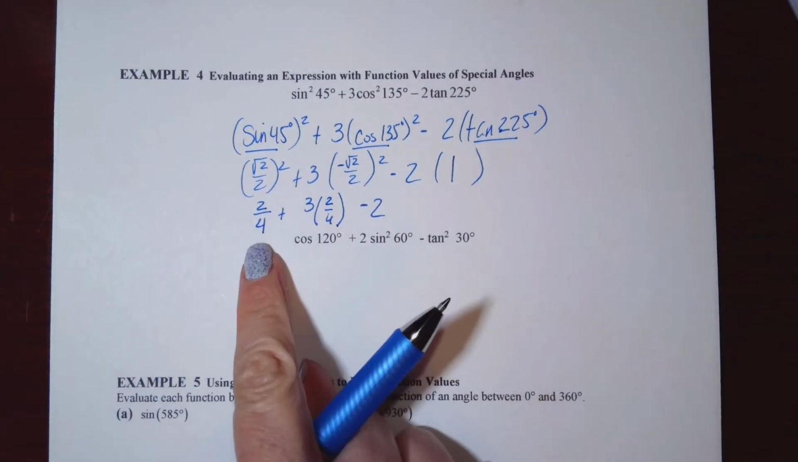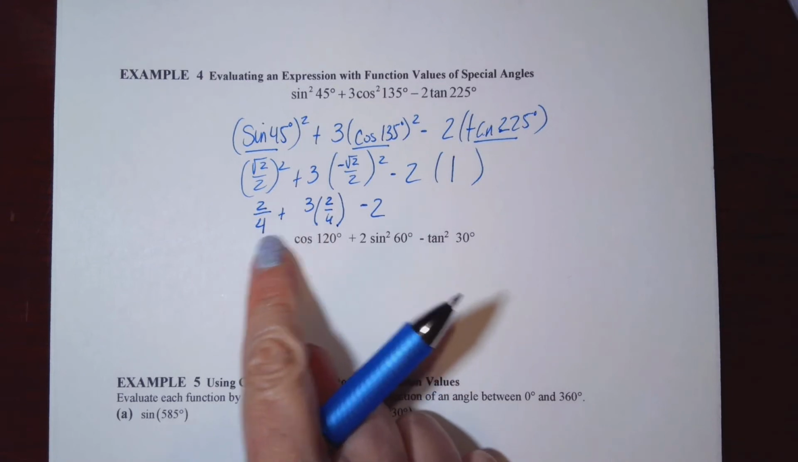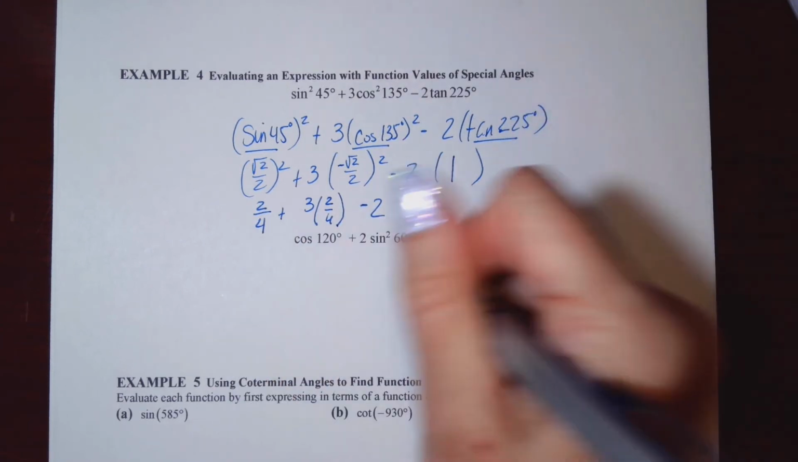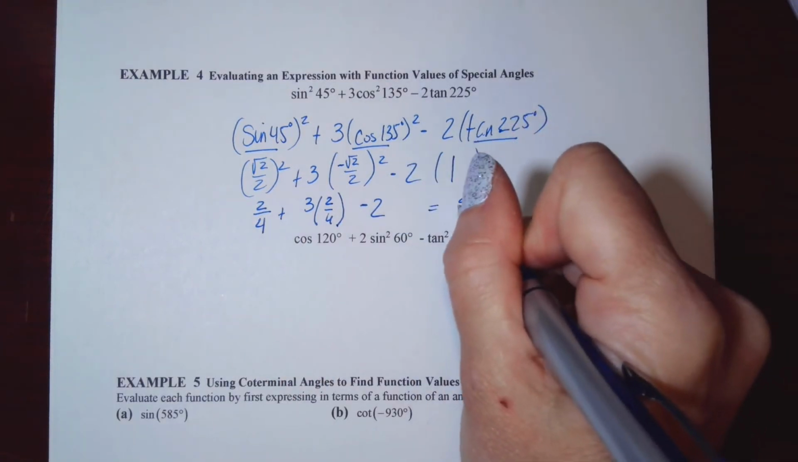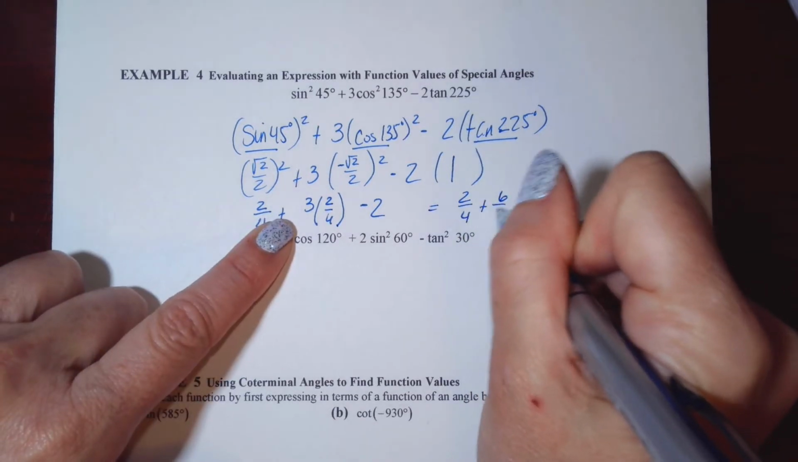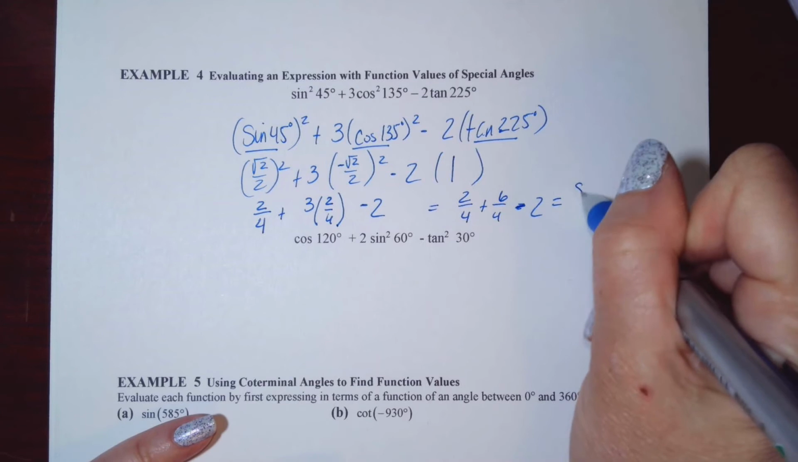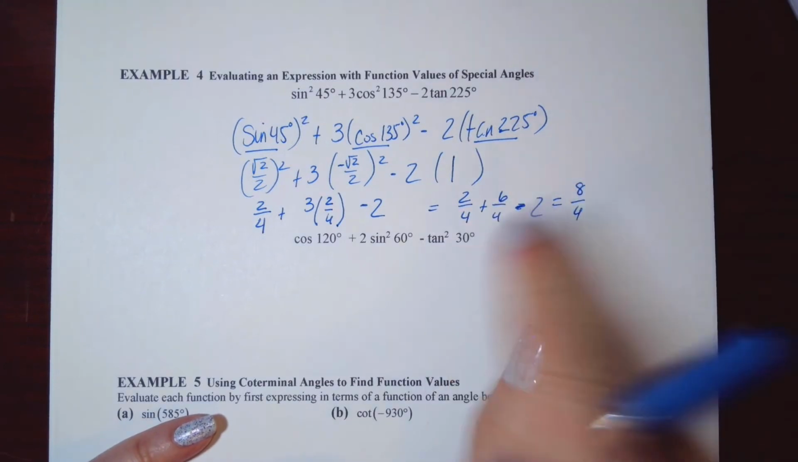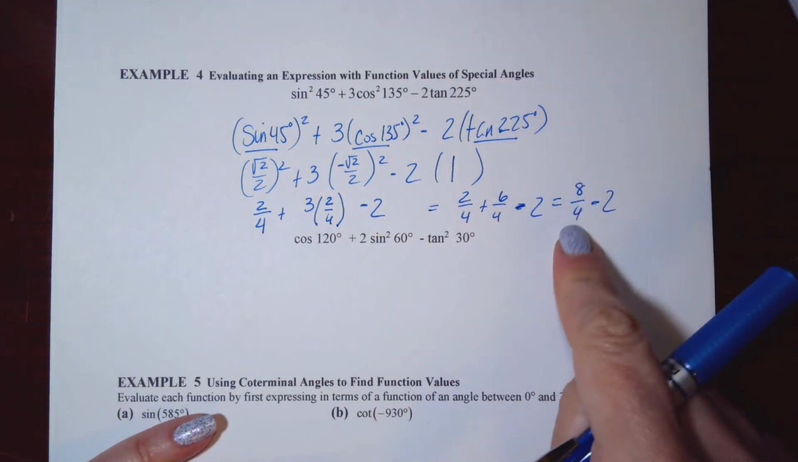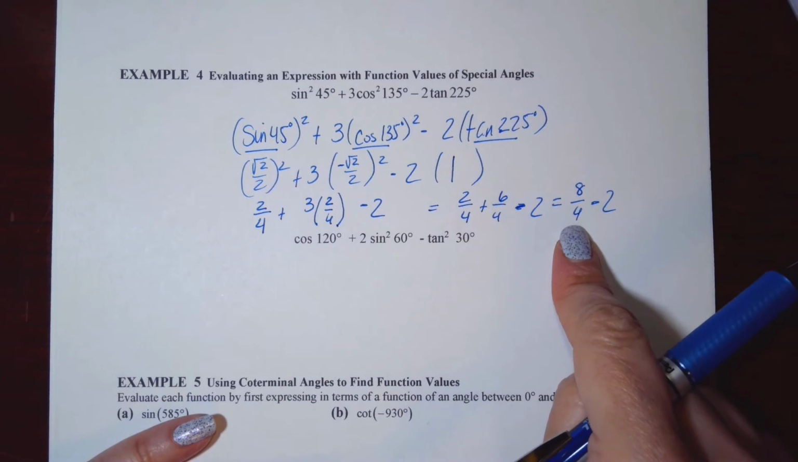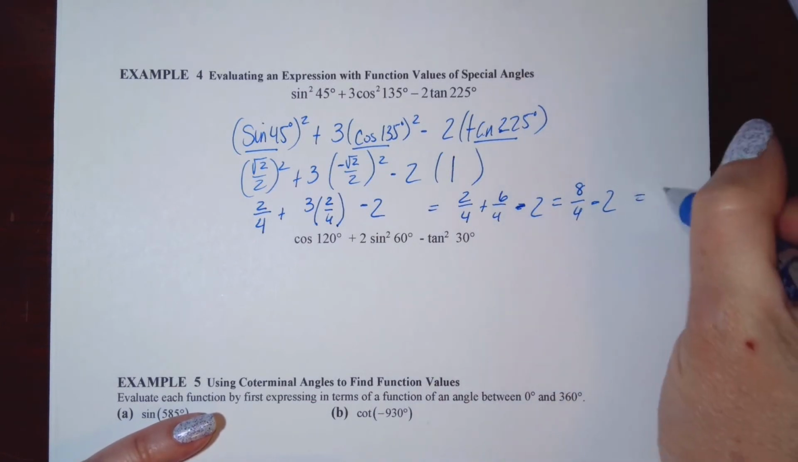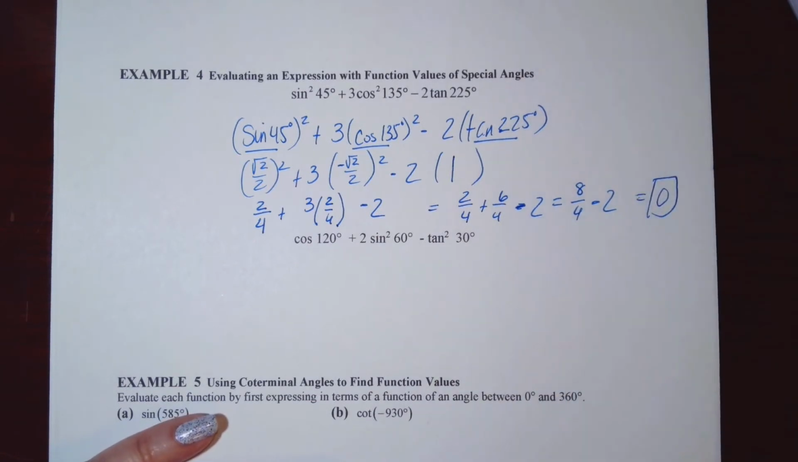Well, 2 fourths is, well, let's just do this. This is 2 fourths plus 6 fourths. I'm out of space going down, so we'll go across. 2 fourths plus 6 fourths minus 2. That gives me 8 fourths. 2 and 6 is 8 fourths minus 2. Well, 8 fourths is 2, and 2 minus 2 is 0.